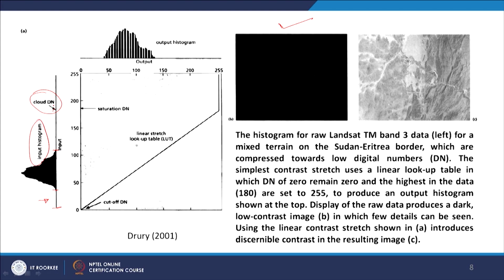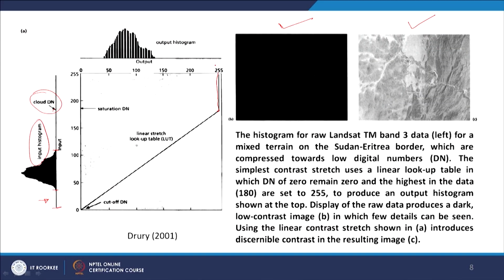That means if I linearly stretch it, I will occupy the full dynamic range, that is, in an 8-bit scenario between 0 to 255, and my image may become something like this. Also, it is shown in the lookup table that as soon as it touches here, it just goes to the top, that is 255 value.